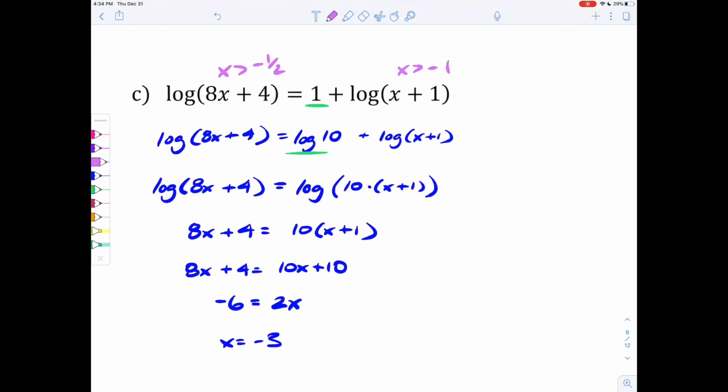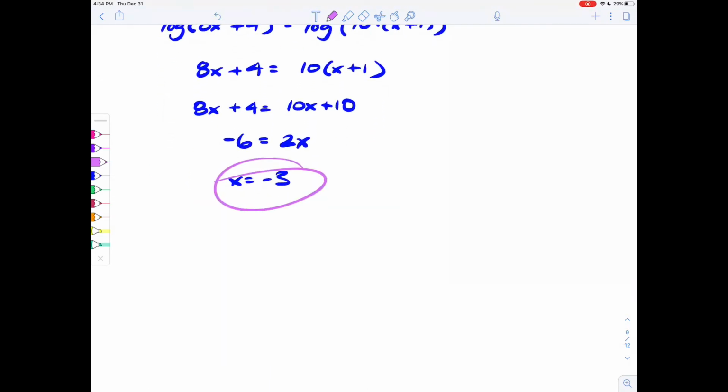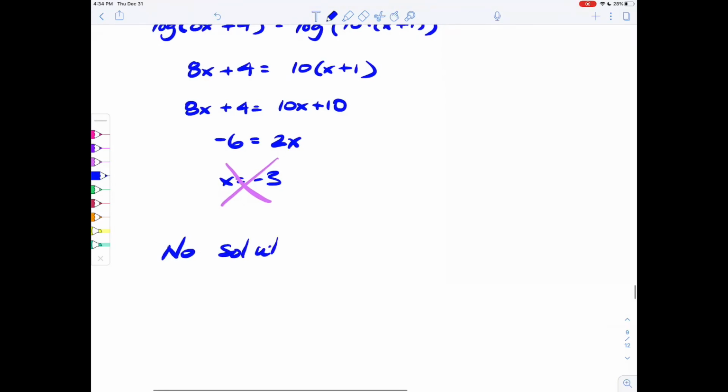x has to be greater than -1/2, and it has to be greater than -1, which -3 is not. It was our only answer, and we rejected it. Therefore, there's no solution. It's so sad. So that's the basis of solving logarithmic equations.